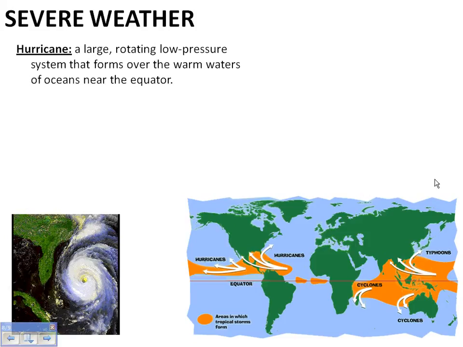Another type of severe weather is a hurricane. A hurricane is a large, rotating, low-pressure system that forms over warm waters of oceans near the equator. So if you look in our picture down here of the map, you can see right here at the equator, we have most of our hurricanes forming here. If we have a hurricane in the Indian Ocean, they're generally called a cyclone, and if we have them form in the Pacific Ocean, they're generally called a typhoon.